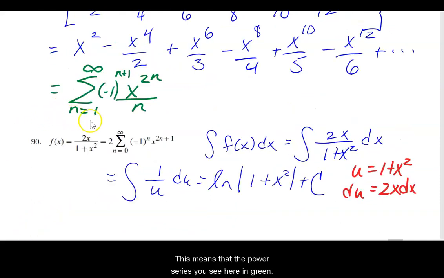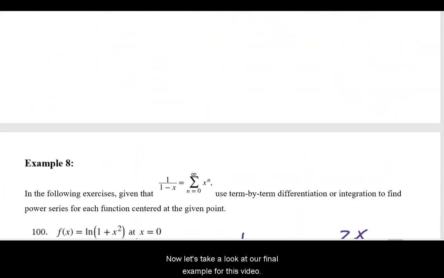This means that the power series you see here in green represents this function that you see here in blue, the natural log of 1 plus x squared. Now let's take a look at our final example for this video.